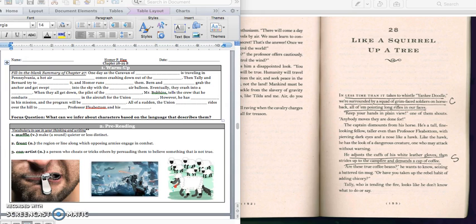Press pause to write down your answer and play when you're ready for the focus question. It says, what can we infer about the characters based on the language that describes them?